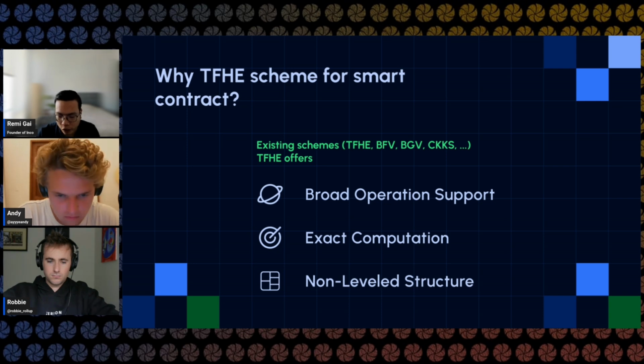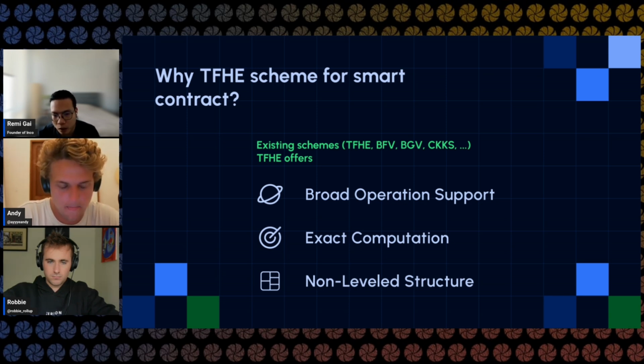So FHE has had 40 years of history. There are actually a lot of schemes. So there's TFHE, BFV, BGV, CKKS, and many others. I guess this is a little bit more specific, but we utilize the TFHE scheme. There are a couple of benefits of this. Just broadly, TFHE does support a lot of operations: additions, multiplications, divisions, comparisons, pretty broadly.